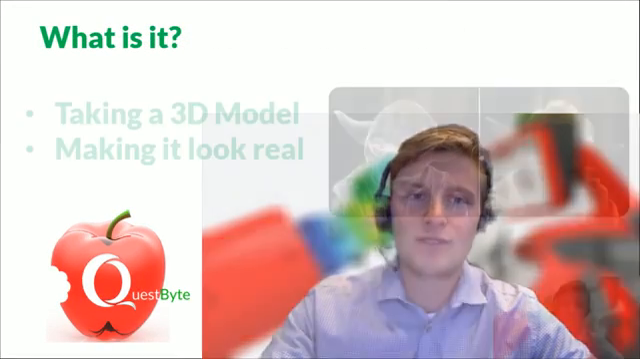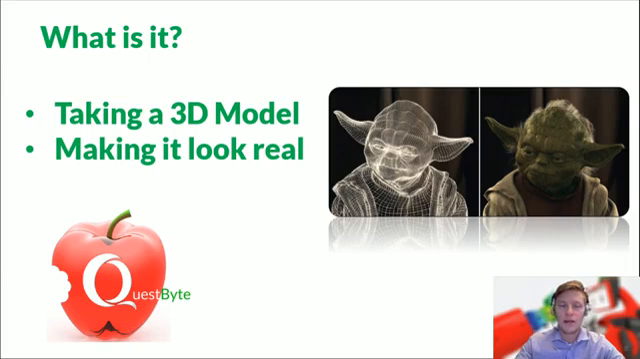So what is photo rendering? Basically, it's just taking a 3D model and making it look as realistic as possible. You see this all the time in movies and pictures. There's a few examples up on my screen right now. If you've seen any of the Star Wars movies, a lot of the times that you see Yoda in the movies, he's actually a 3D model that was created by an artist and rendered using some of the same technology that I'm going to show you guys here today.